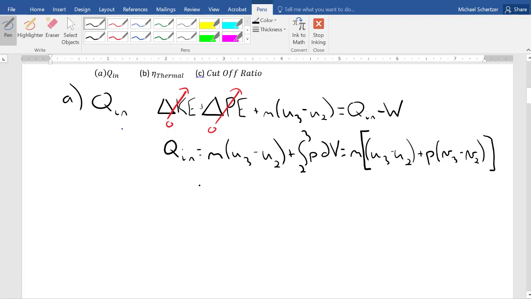Now I can collect these different terms by their state number. And I recognize that this pressure P is equal to P3, but it's also equal to P2. So when I multiply P by v3, I'm going to call it P3. And when I multiply P by v2, I'm going to call it P2. So now my equation becomes mass times U3, plus P3V3.